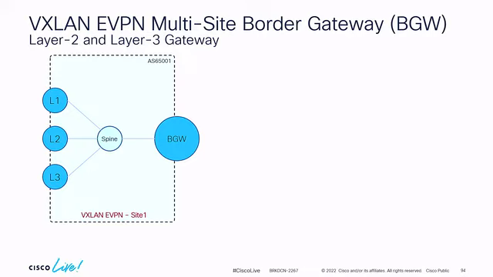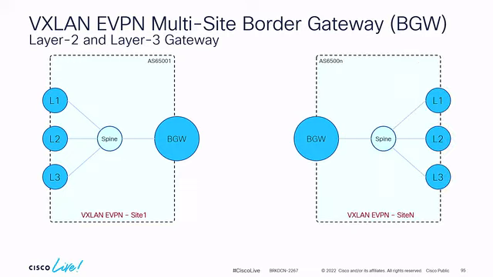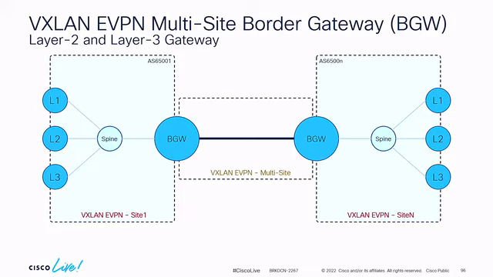So this is now a special type of an NVE, because this is a type of NVE or VTEP who does stitching of VXLAN tunnels. So we will have VXLAN EVPN here. We will have VXLAN EVPN on the other side. And we do VXLAN EVPN in between. So this is VPN to VPN. It's just a reorigination which we do, or tunnel stitching we do.